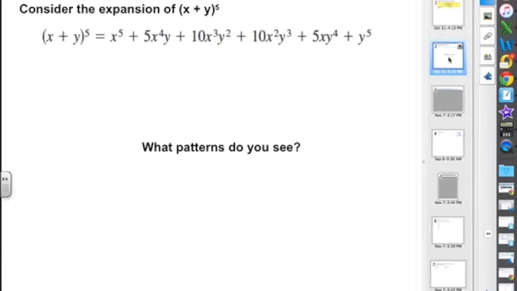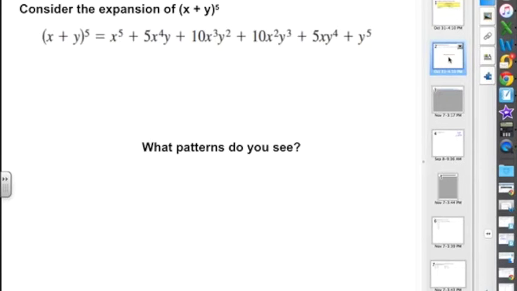But as you look at this expanded out, what patterns do you see? As the powers of x decrease, the powers of y increase. Okay, as the powers of x decrease, 5, 4, 3, 2, 1, and then 0, the powers of y increase. So there are no y's, then y to the first, second, third, fourth, and fifth. Good. I noticed that the sum of the powers of x and y always equals 5. Okay. The sum of the powers of x and y always equal 5, which is the same as the power we're raising it to. Very good.